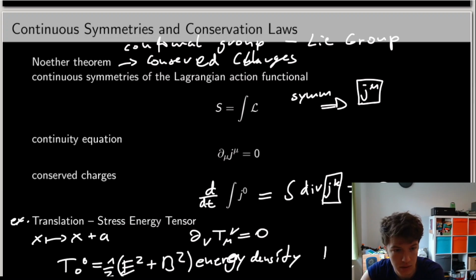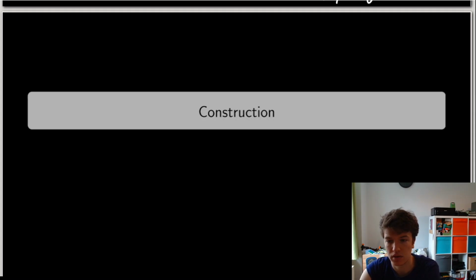and T0i, which is the cross product of E and B in the ith components, which is the Poynting vector, or the density thereof. And integrating that gives conserved quantities.